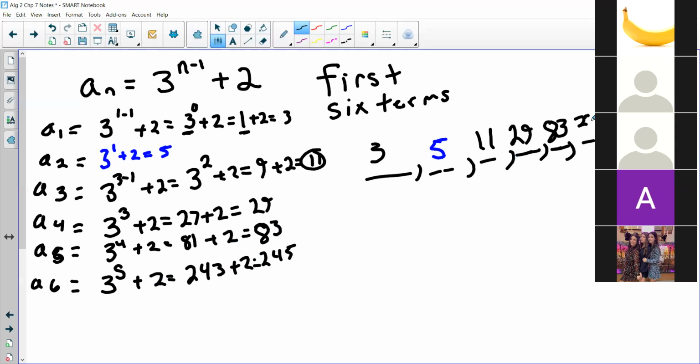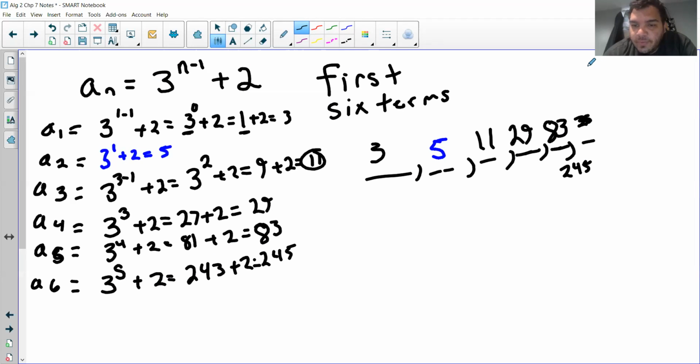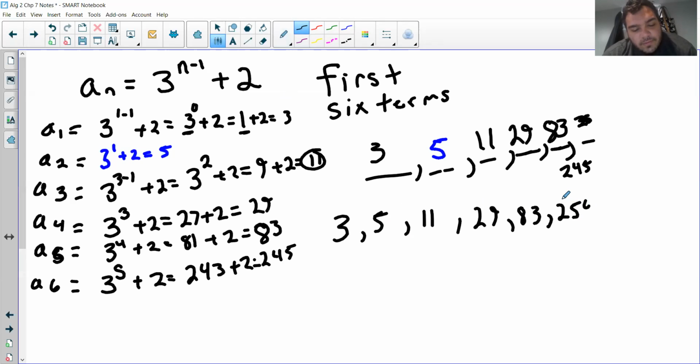So 245. Now, understandably, you look at this and think, Mr. Tobel, there's no pattern that's consistent. Let me move my camera so I have a little more space. 3, 5, 11, 29, 83, 245. Honestly, it looks like there's no real pattern. It gets bigger really fast, but what is the process?